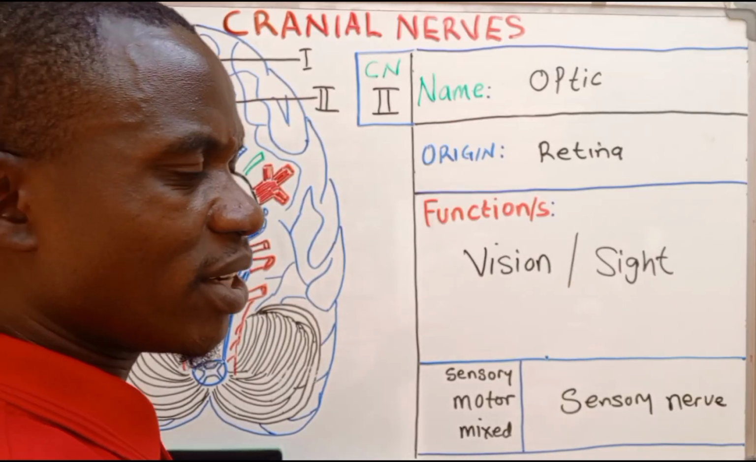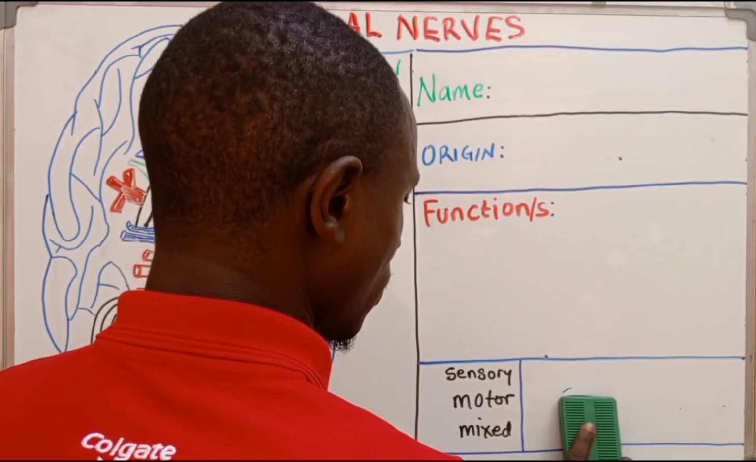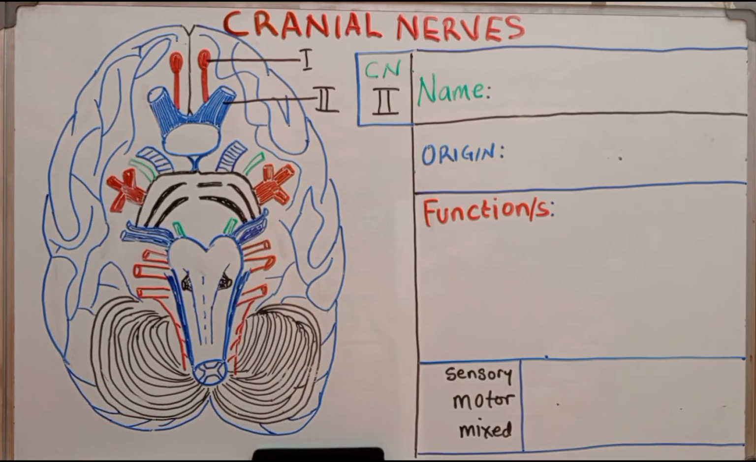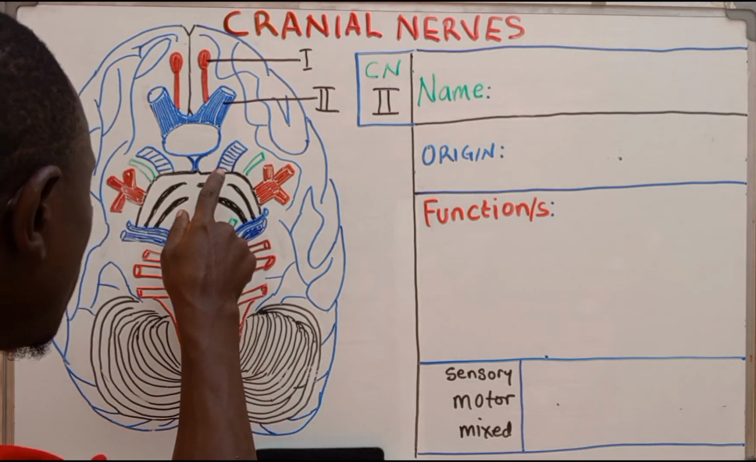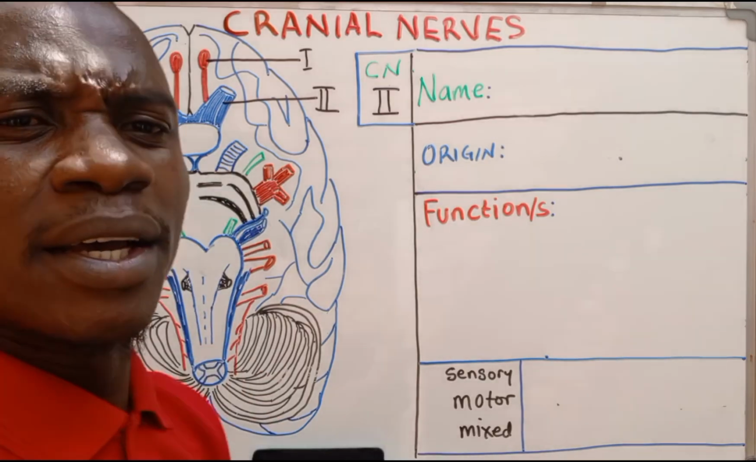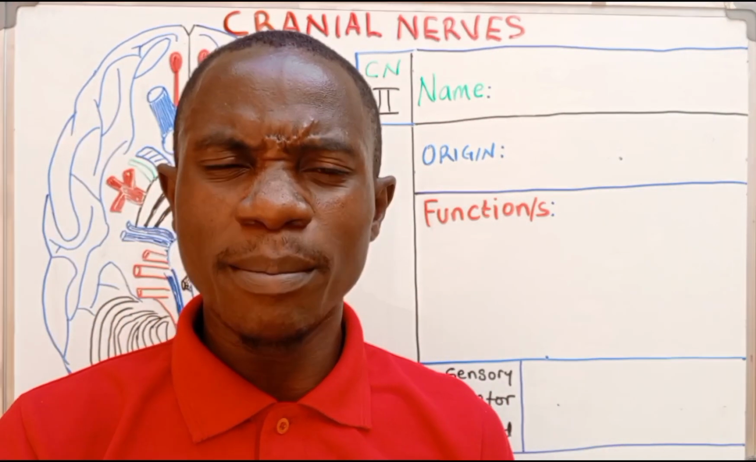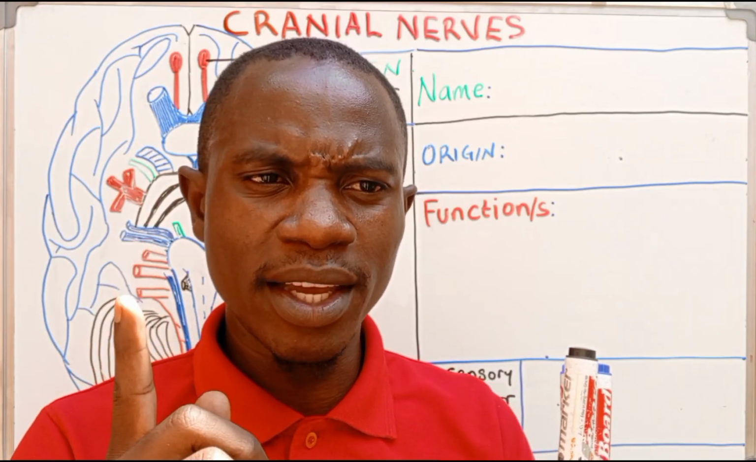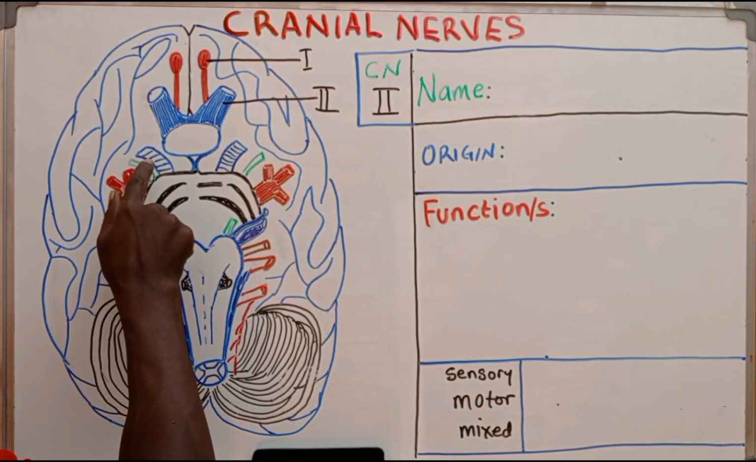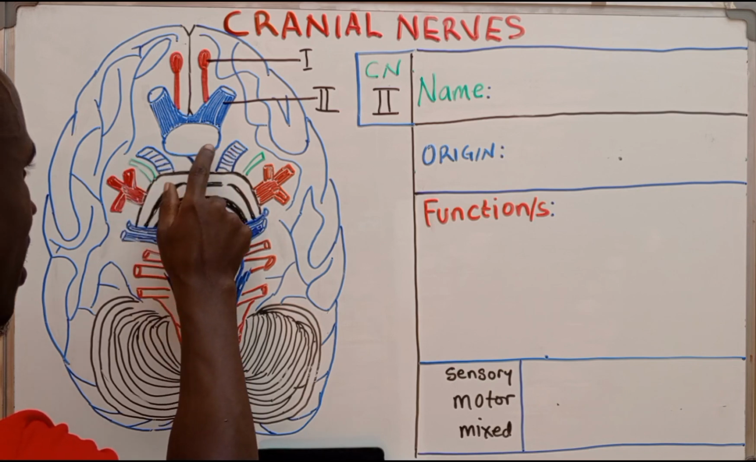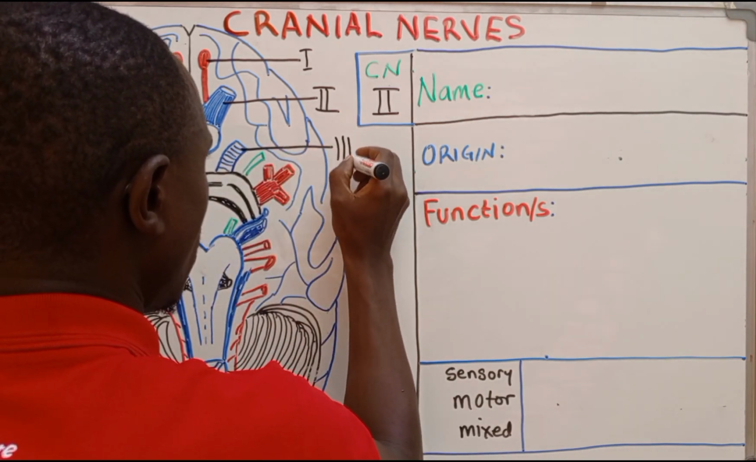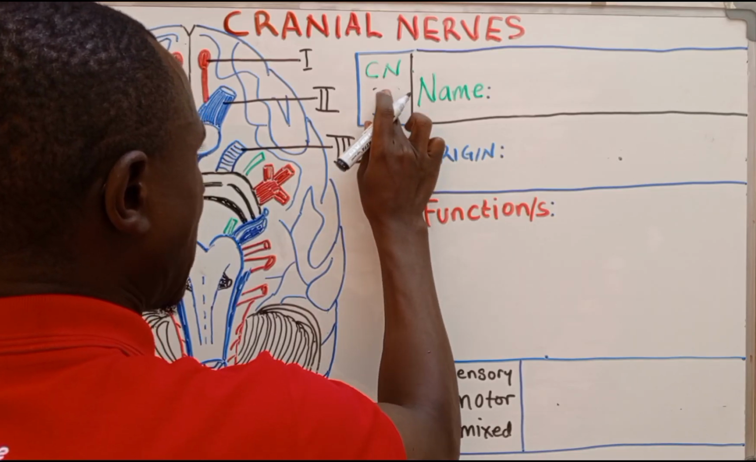Let's look at cranial nerve number 3. What is cranial nerve number 3? On this section, where do you think is going to be our cranial nerve number 3? Cranial nerve number 3 is part of the brain stem, but primarily is on what we call the midbrain. So when you see on this section, this one here is now our cranial nerve number 3.